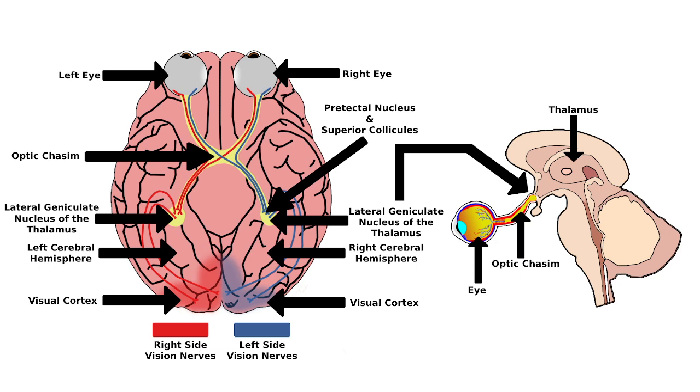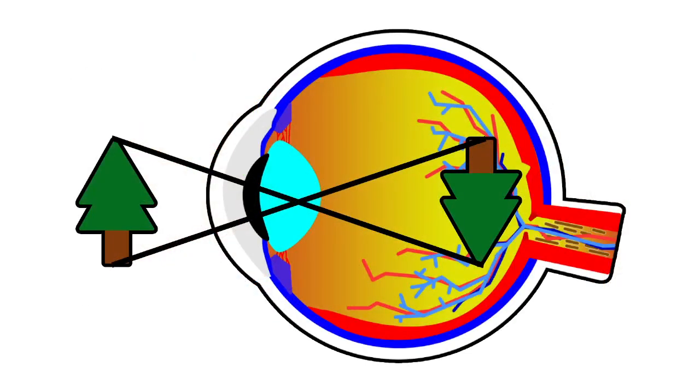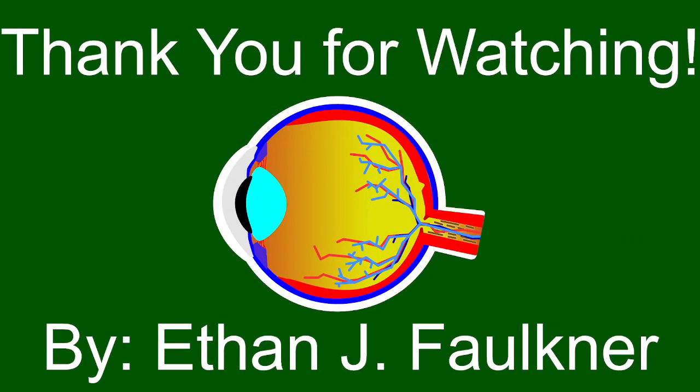Once inside the brain, this information travels through the thalamus and finally enters the back of the brain, otherwise known as the visual cortex, for processing. And that is the entire process of visual information traveling from the eyes down the optic nerves and into the brain.